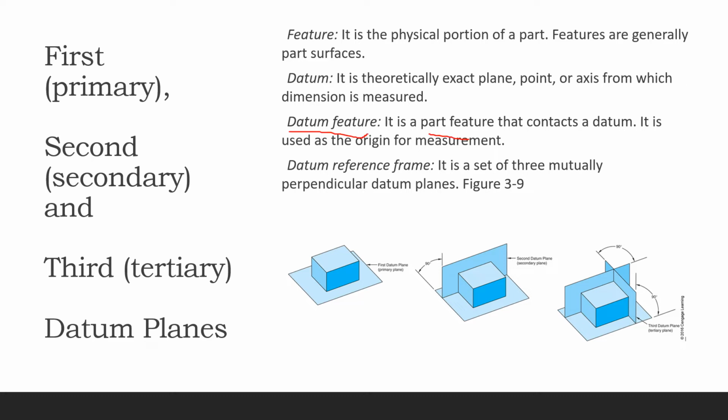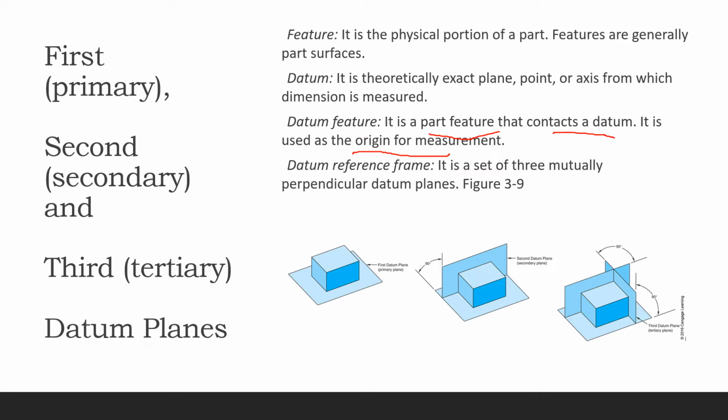So it's a part feature, and it contacts the datum. The part feature is going to contact a plane, a point, or an axis from which the dimension is going to be measured. So it is used as the origin for measurement. We call it the datum feature. We are using it as an origin for the measurement, and your part feature is going to be in contact with that datum.